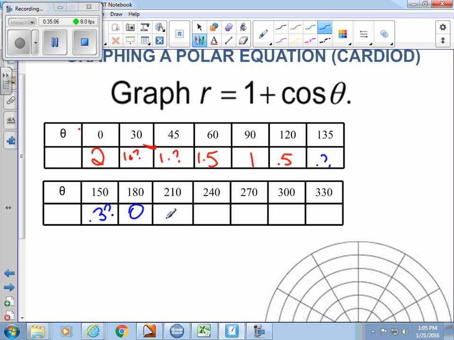210, that's a 30 degree. It is still negative, right? So whatever 150 was, 210 is the same thing. 240 the same as 120. Yeah. Because it's a 60, except quadrant.